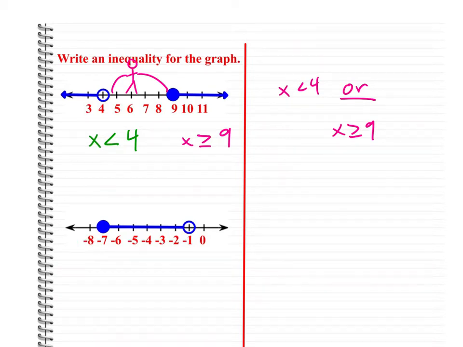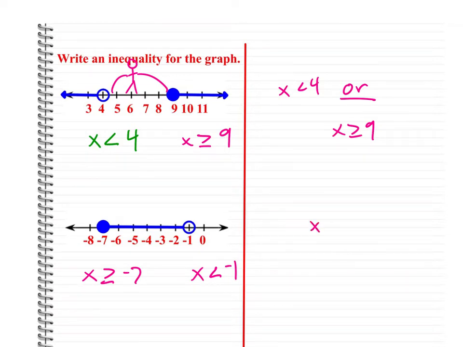My next one, I'm going to do the two endpoints first. I'm going to say x needs to be greater than or equal to, because it's a closed dot, -7. And on the other side, x needs to be less than -1. Now this is an and statement because it's not the rowboat look. So I know I can combine these all into one.